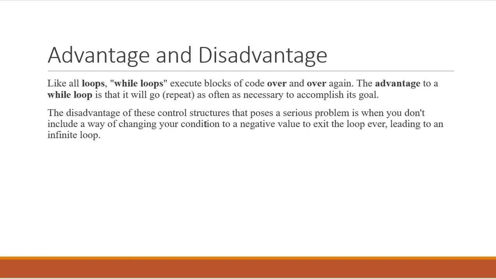While the disadvantage of these control structures is that it poses a serious problem when you do not include a way of changing your condition to a false value. This applies to any of the loops. A loop is a loop, a repetition of the task. So if the condition does not become false for some reason, then unfortunately the program will keep on looping and will not proceed any further. Is that clear? That could be one of the disadvantages, just for your knowledge.